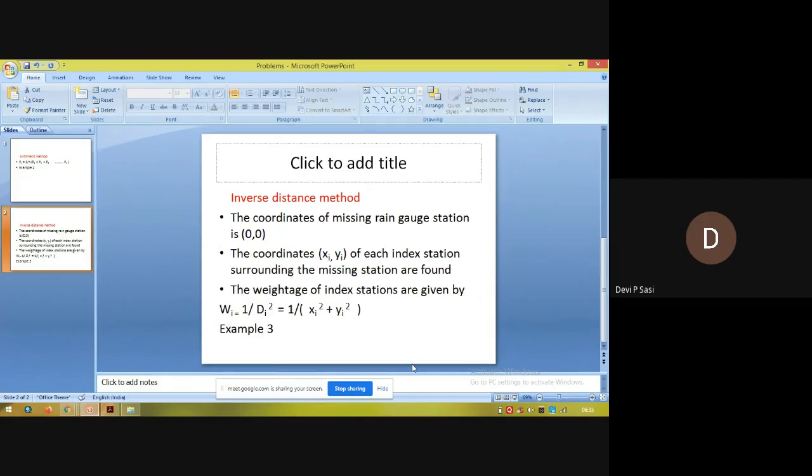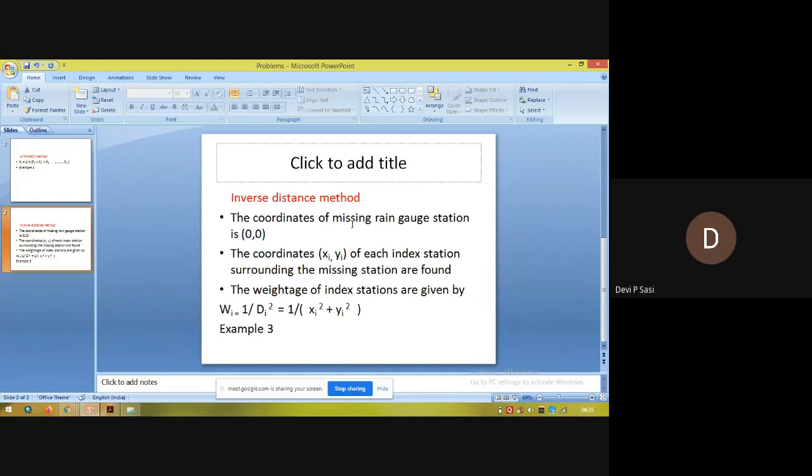Inverse distance method. In the case of the inverse distance method, we are considering a set of rectangular coordinates. Suppose the missing rain gauge station is x. Then we are assuming its coordinates are 0, 0, that is x equal to 0 and y equal to 0. We are assuming the coordinates of the missing rain gauge station as 0, 0.